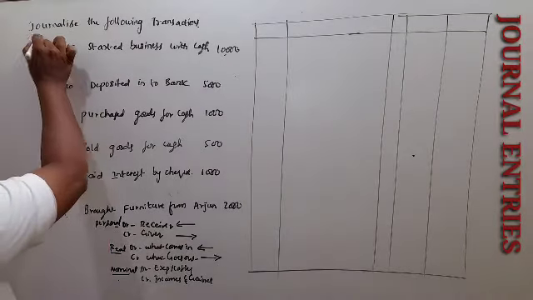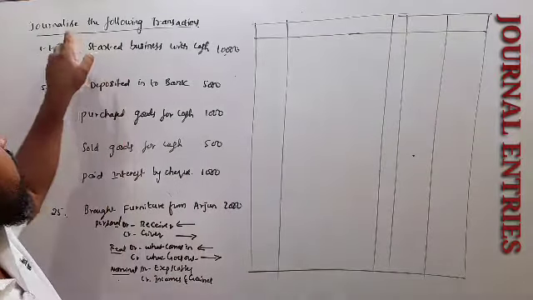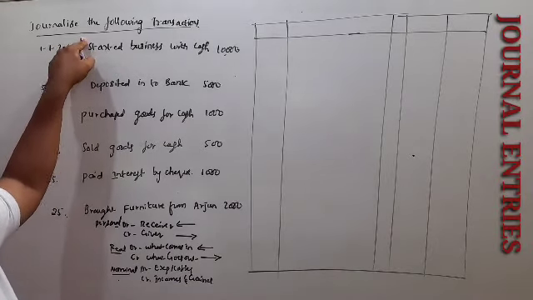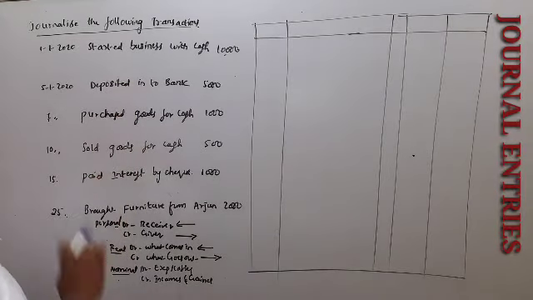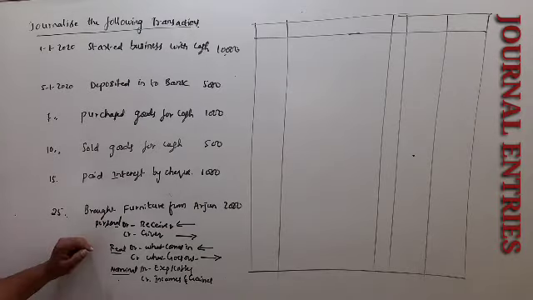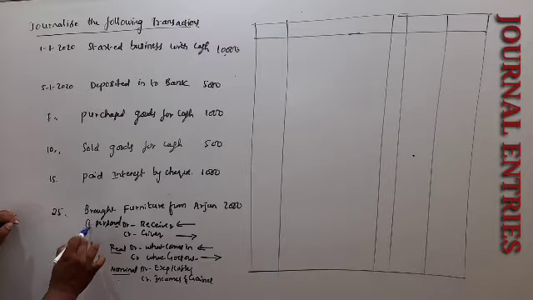Journalize the following transactions. Before passing the journal entries for +1, +2 students, first we have to analyze the transaction, then we have to find out debit and credit as per the English system of accounting. Under the English system of accounting, there are three kinds of accounts: personal account, real account and nominal account.